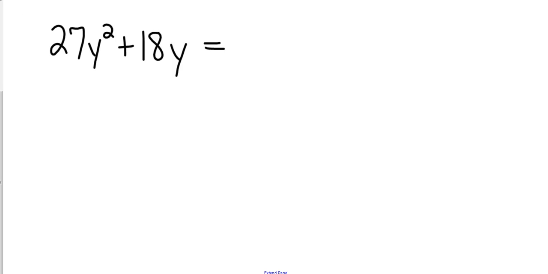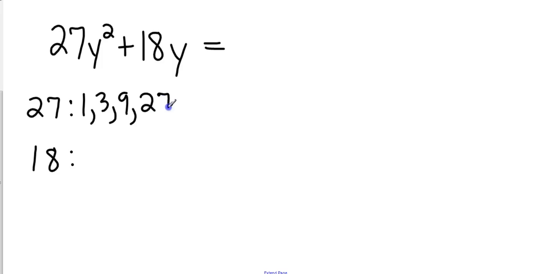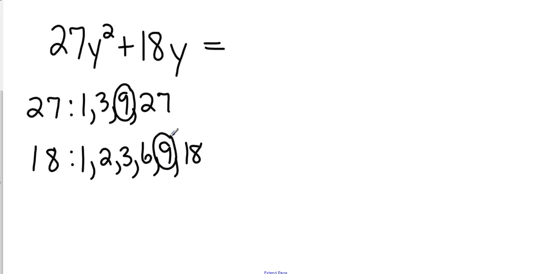I'm going to want to find the greatest common factors for both of these. So let's look at the 27 and the 18. When I think of numbers that go into 27, we've got 1, 3, 9, and 27. When I think of numbers that go into 18, I've got 1, 2, 3, 6, 9, and 18. So I want to pick the number that is greatest in that list, and obviously that is my 9.